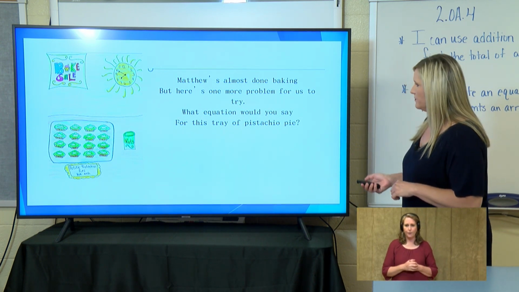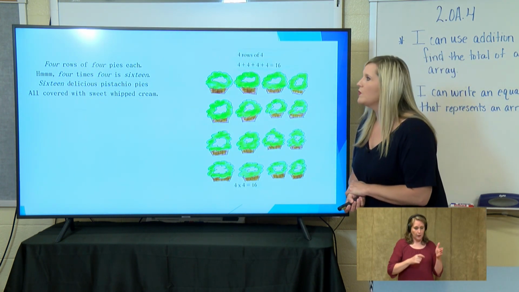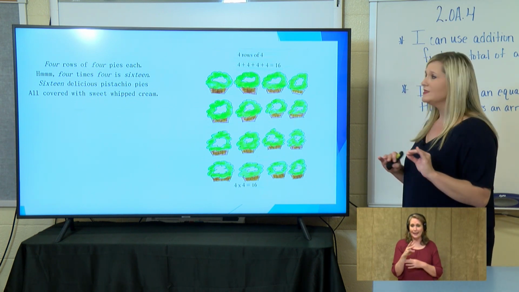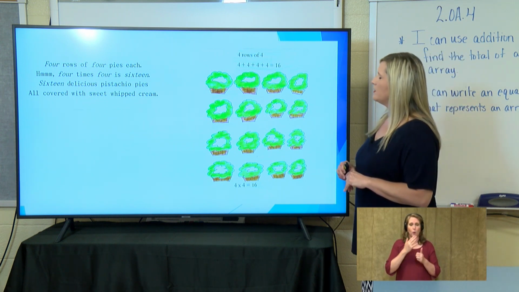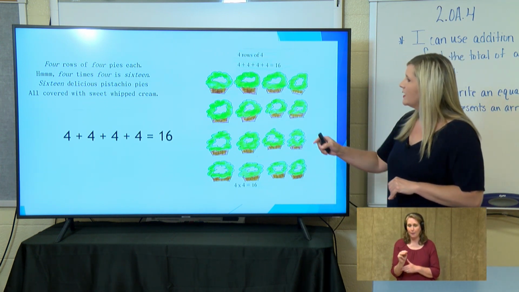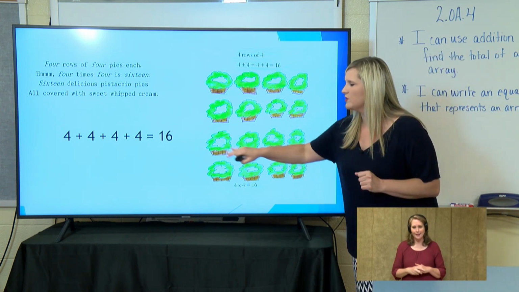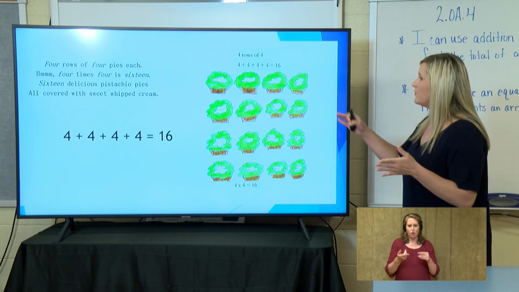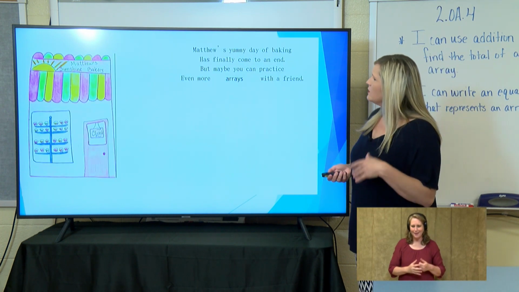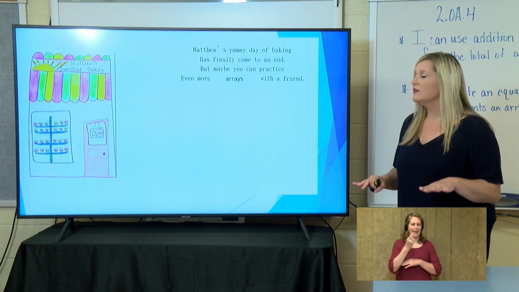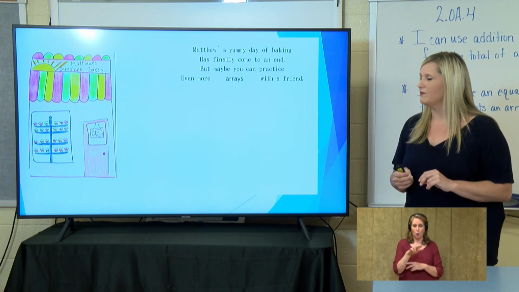All right, so let's see. There are 4 rows of 4 pies. 4 times 4 is 16. 16 delicious pistachio pies, all covered with sweet whipped cream. And we see up here that he said 4 plus 4 plus 4 plus 4 equals 16. There's our repeated addition sentence for our beautiful array of pistachio pies. Matthew's yummy day of baking has finally come to an end. Maybe you can practice even more arrays with a friend.